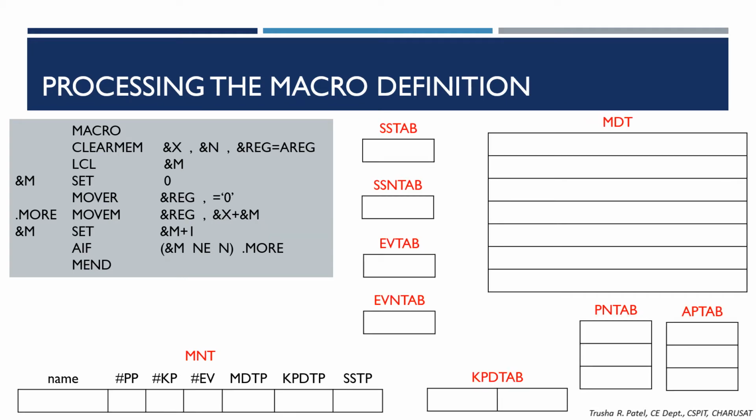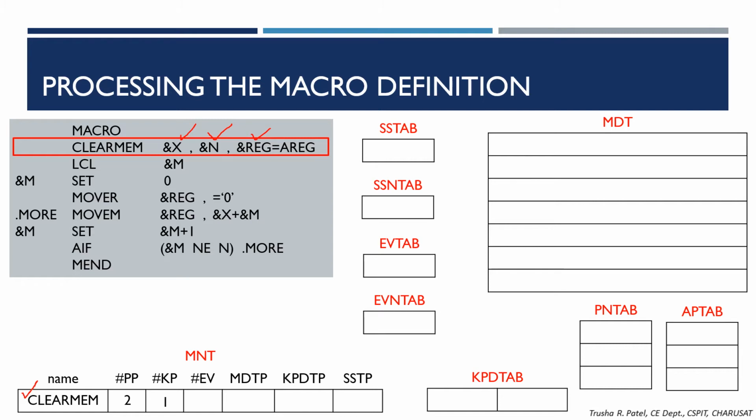We have all the data structures which we have discussed earlier. So start processing from the very first statement after the macro, that is the macro prototype. In that, CLEARMEM is the name of the macro. So that needs to be entered in the MNT in the very first entry, that is CLEARMEM.